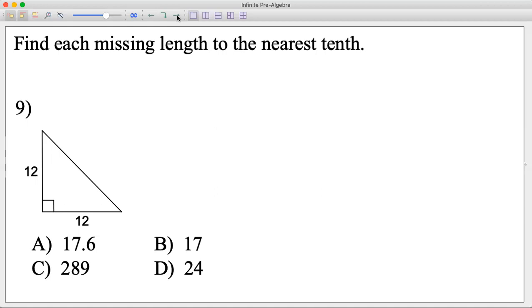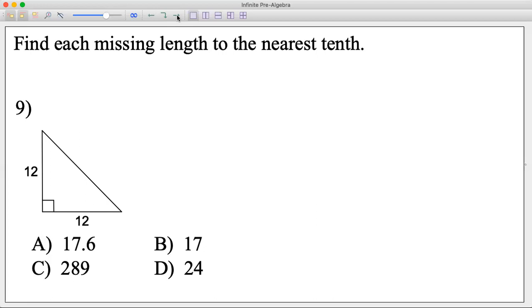12 squared is 144. Right there, 12 squared is 144. Stop me when it stops making sense. Equals x squared. Now I just do whatever it tells me to do. It literally says to add, so we add. That's 288 equals x squared. What do we got to do to both sides? Take the square root.